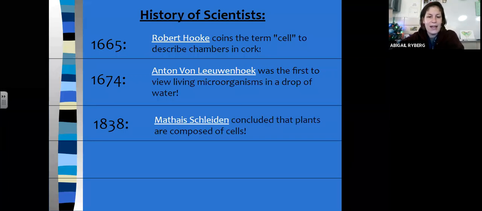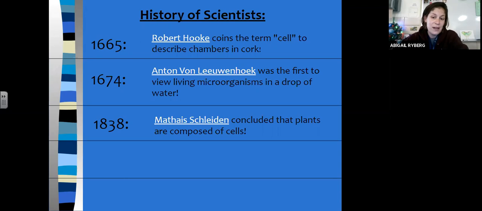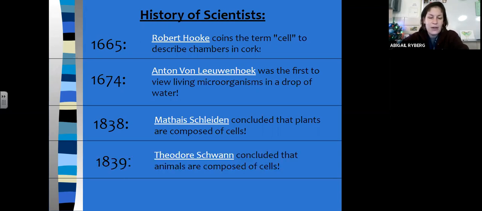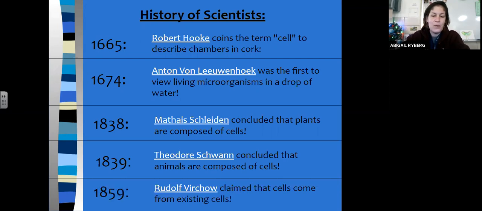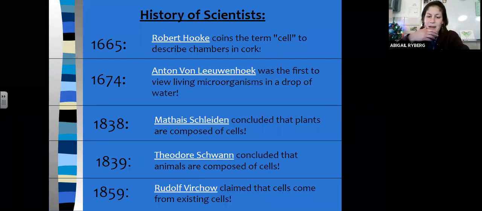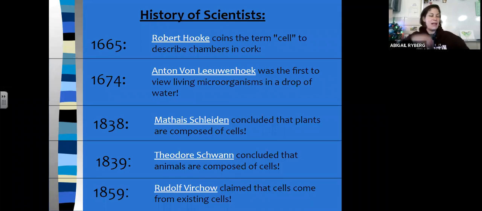In 1838, Schleiden concluded that plants are composed of cells. In 1839, Schwann concluded that animals are then composed of cells. And then the last important one here is Virchow, who claimed that cells come from existing cells. So take a moment, write in all those names.